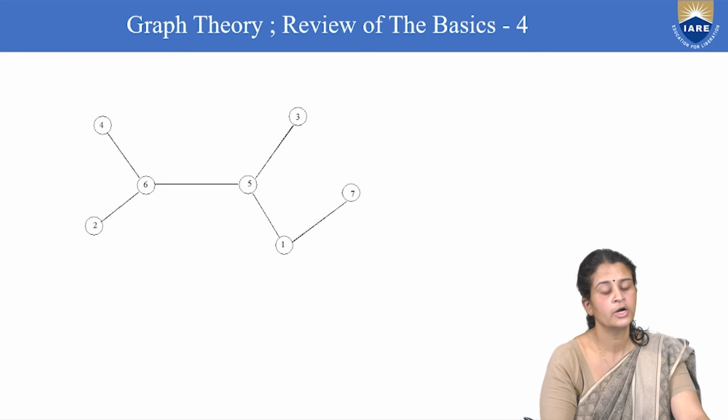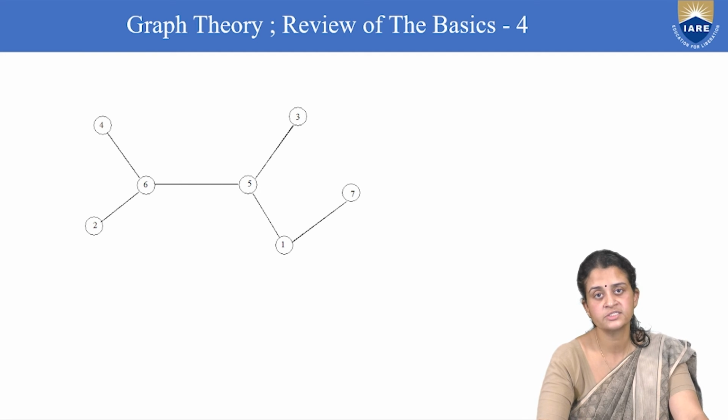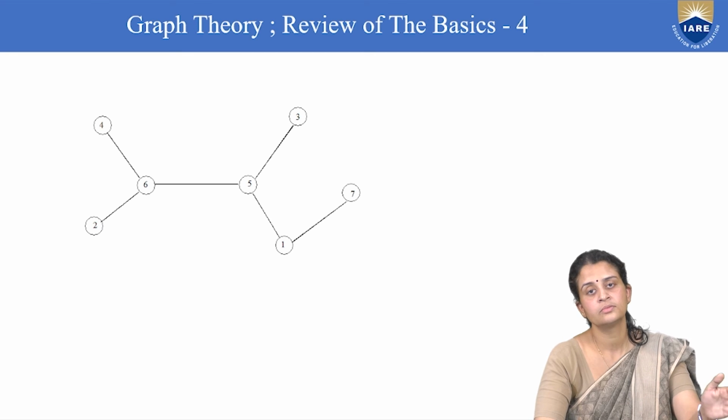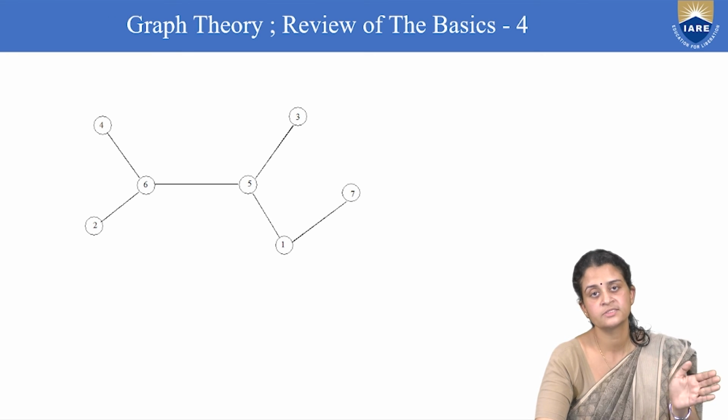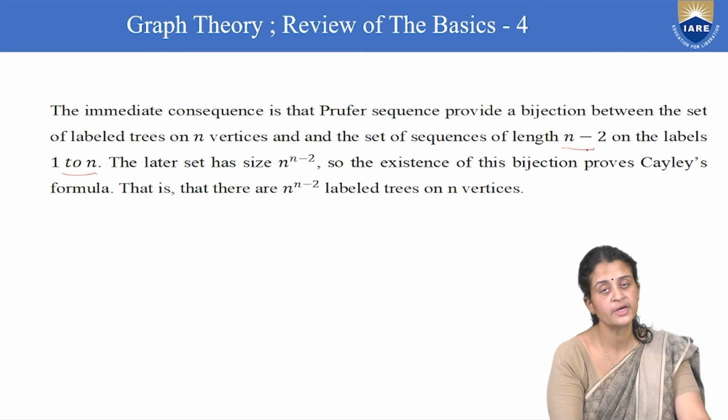Okay, that is, this Prufer sequence is giving how many distinct labeled trees can be found with n vertices. How many distinct labeled trees can be found with n vertices? That is, we can find a bijection here, from the n vertices to the sequence of length n minus 2, that is the Prufer sequence. This sequence of n minus 2 has size n power n minus 2. Then there are n power n minus 2 labeled trees on n vertices.